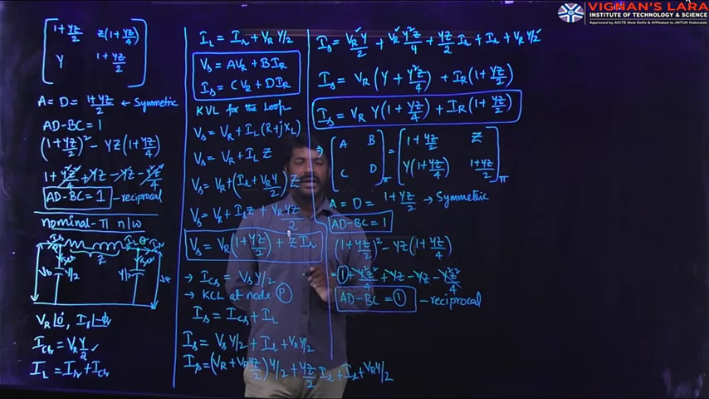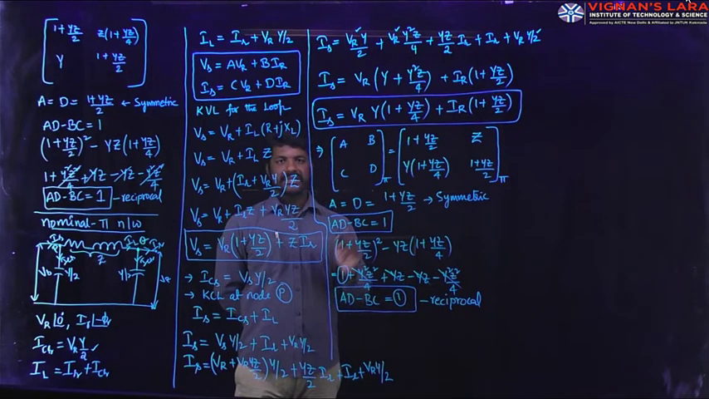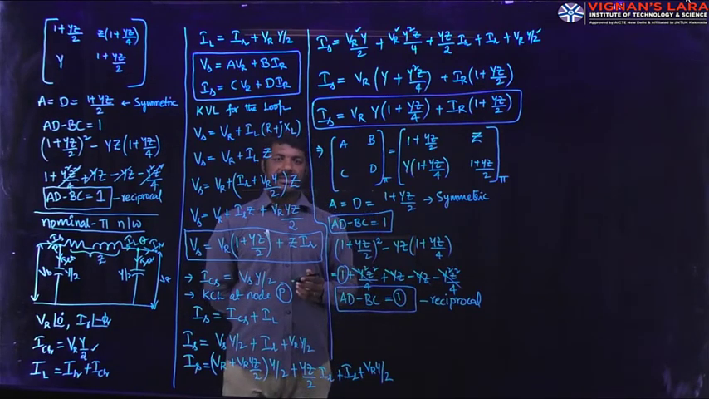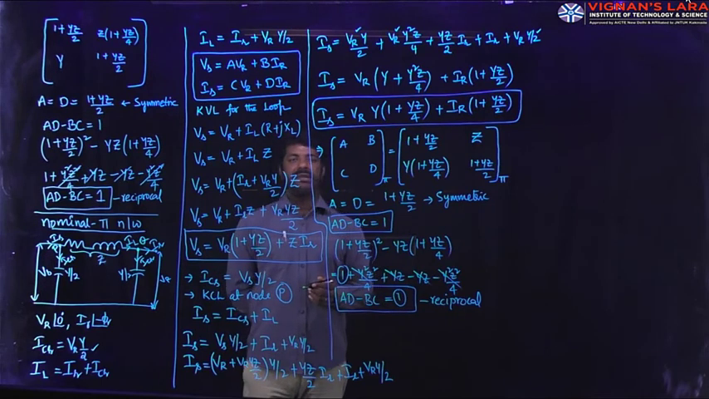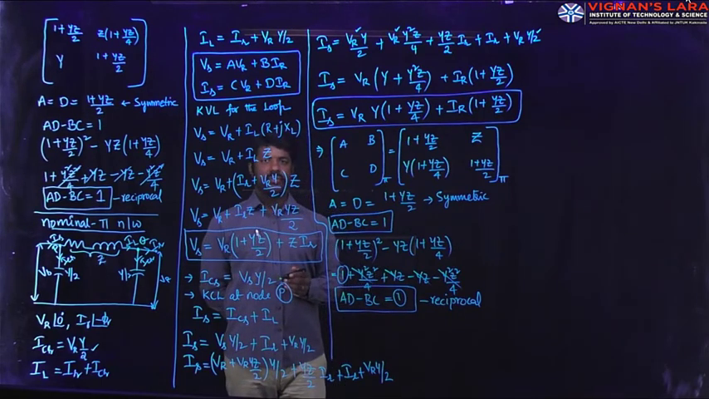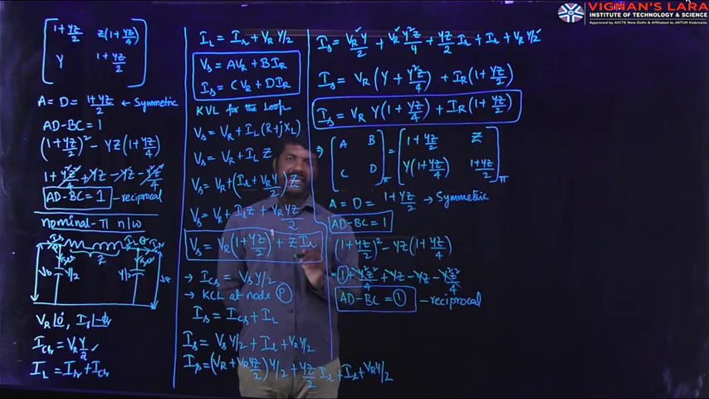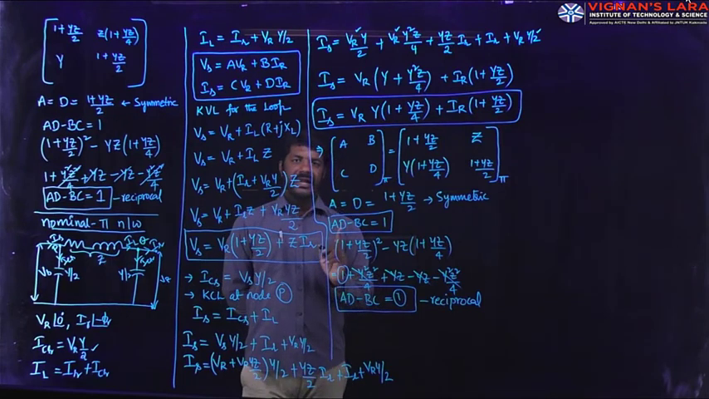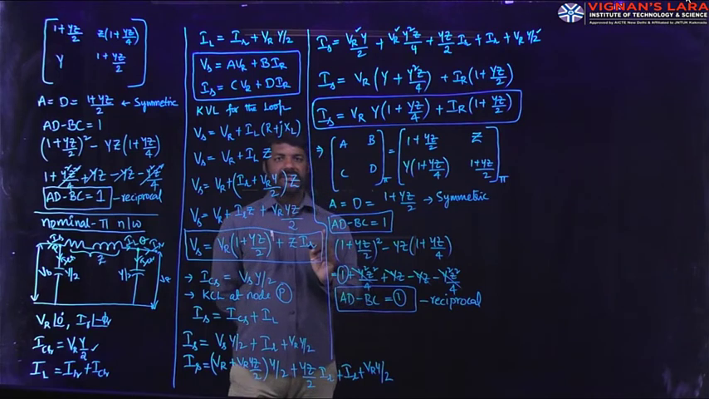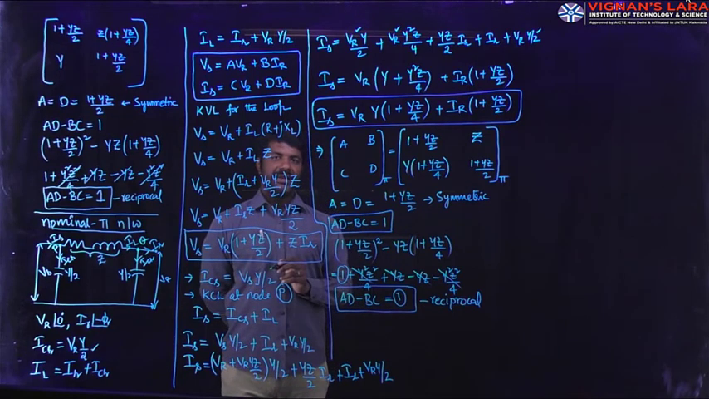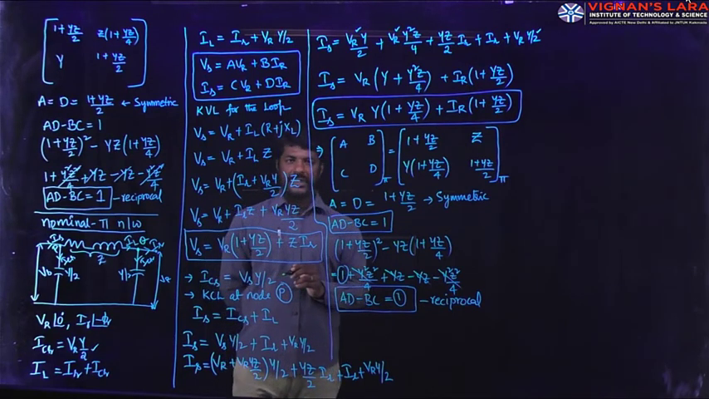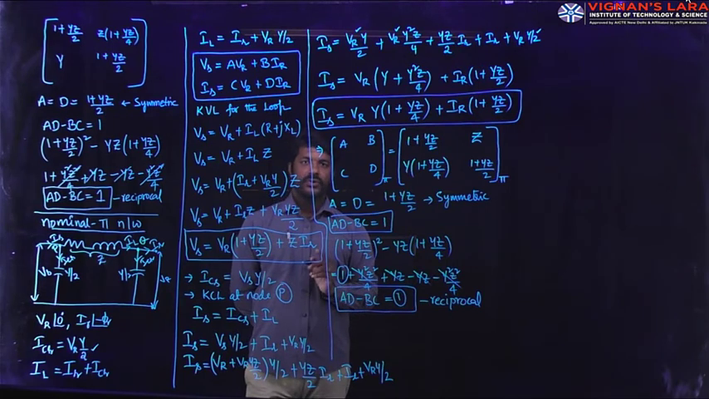But coming to the constant B, it is related to the impedance term, because it's a ratio of the voltage to current. The ratio of the voltage to the current is impedance, whose unit is ohms. And constant C is the admittance of that network, because the constant C is defined with a ratio of I to V, I divided by V, called admittance, whose unit is mho or Siemens.